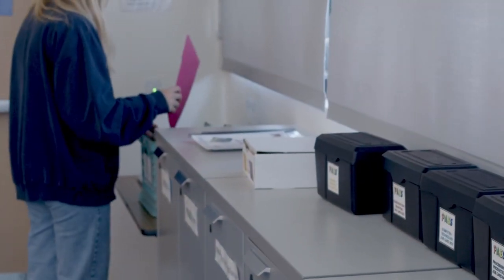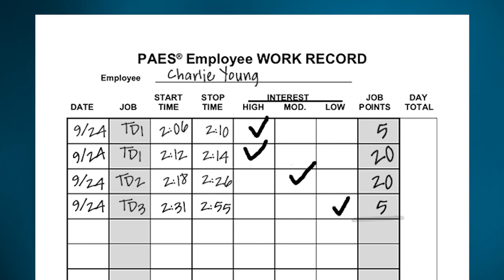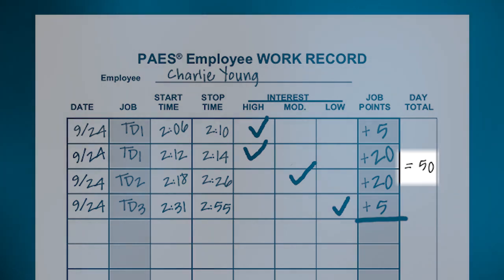At the end of the PAES Lab shift, go to each employee and draw a line below the last recorded points in the points column for that day. Tally up the points and write the total in the day total column. You will write this total on their daily points record when they bring their folder to you to check out.